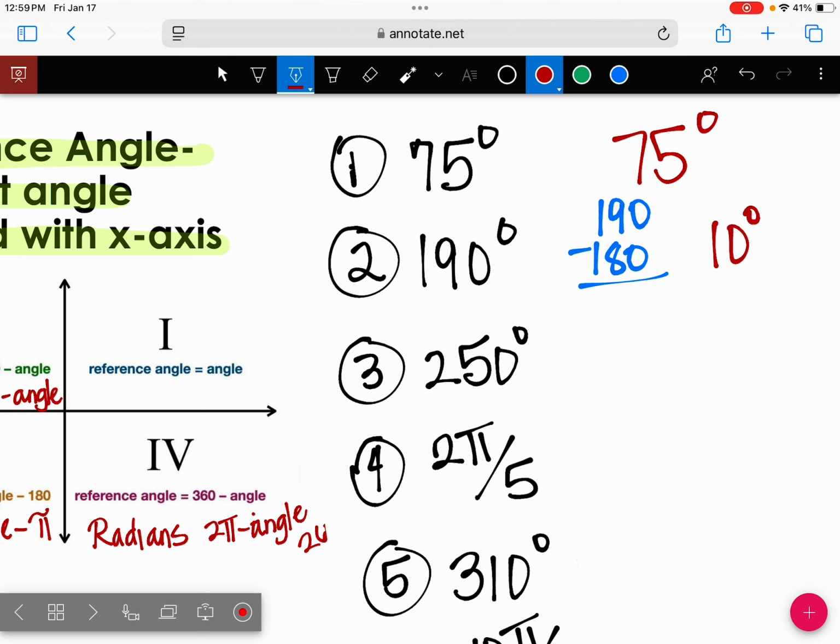Show me with your finger for number 3, what quadrant are we in? 250 degrees. Still 3. So you're going to take 250 minus 180. Again, no calculator.